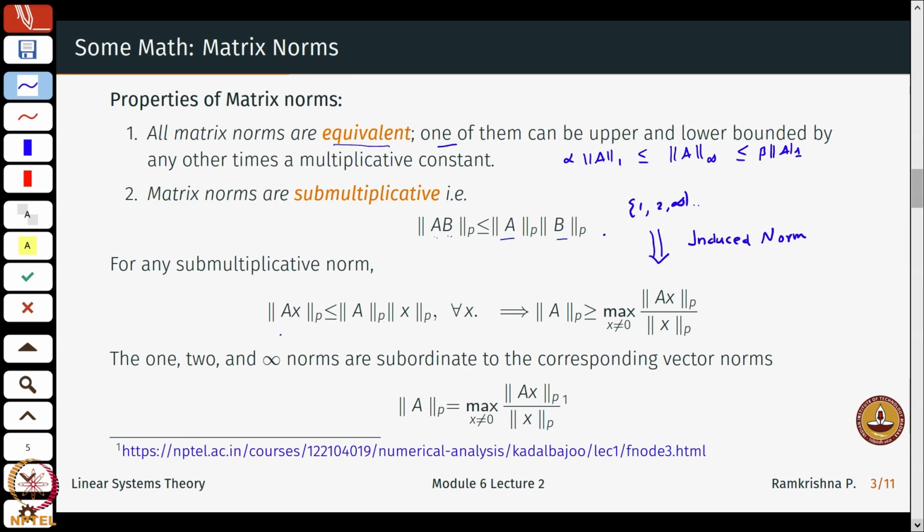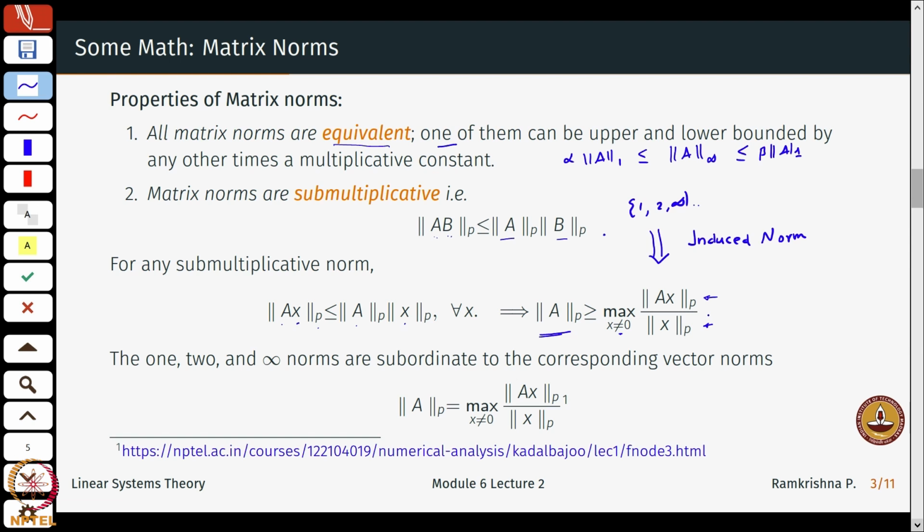For any submultiplicative norm, here A is a matrix and x is a vector. The p norm of A times x, where p could be 1, 2 or infinity, is less than or equal to the norm of A times the norm of x, for all x. This would imply that I can rewrite it this way: the norm of A is greater than or equal to the maximum, with x not equal to 0, of the norm of Ax divided by the norm of x.